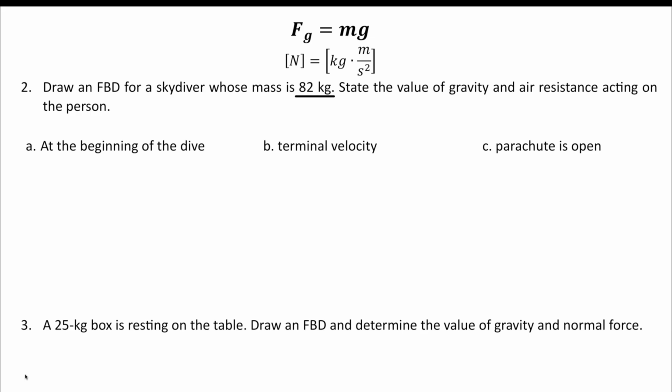And that weight usually, but not always, equals the force of gravity exerted on you by planet Earth, if you are on Earth. Since we're talking about Earth here, 82 kilograms times 9.8 is 803.6, so 804 newtons. Three questions, A, B, and C.